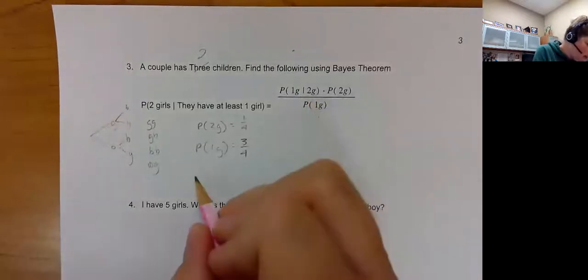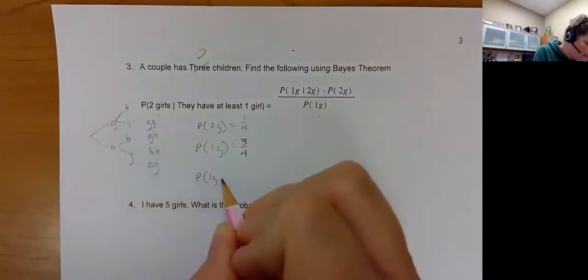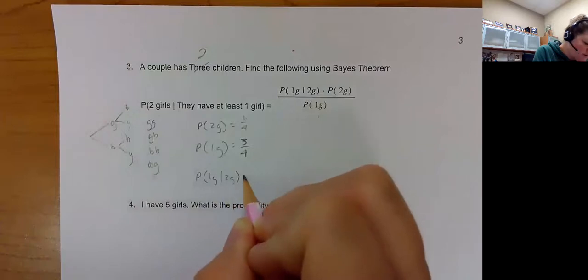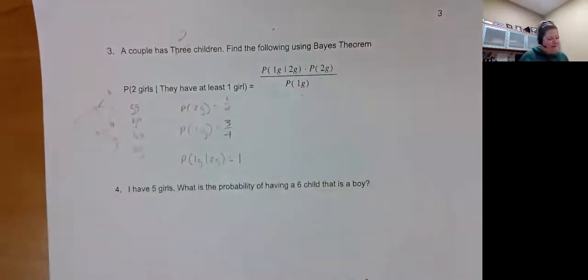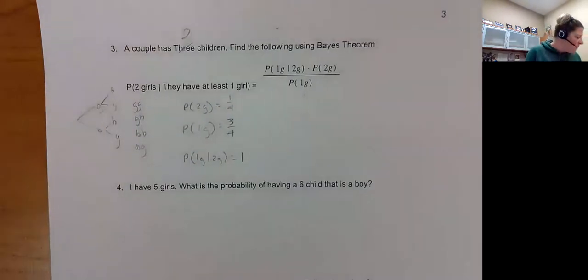And then what is the probability of getting 1 girl given you have 2 girls? Think about that one for a minute. That's always going to be true. It's 1, because you already have 2 girls. What's the probability of at least 1 girl if you already have 2? 100%. So that one was a little tricky.